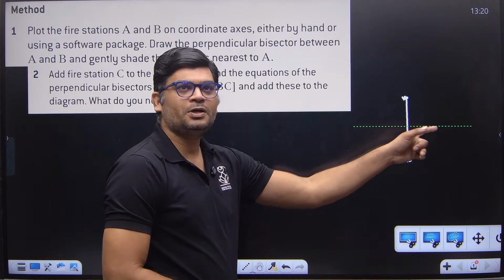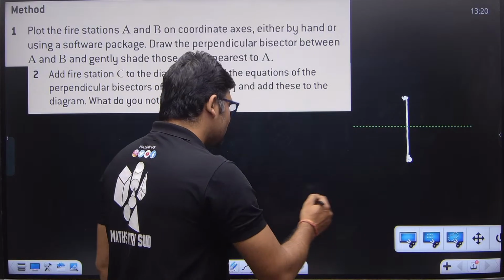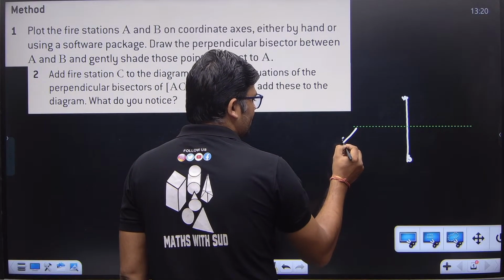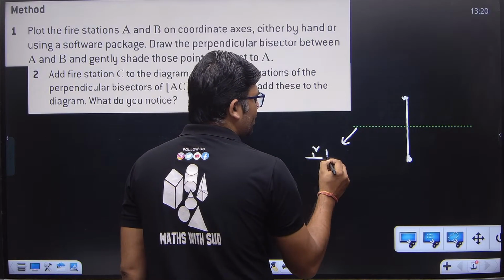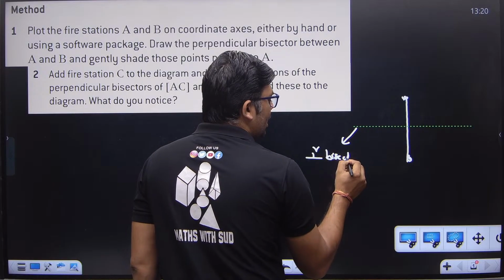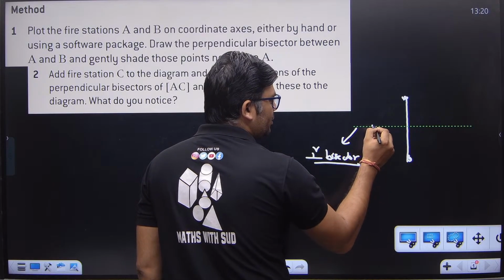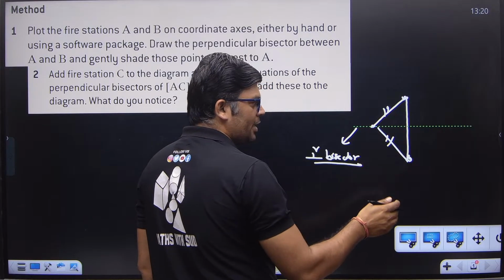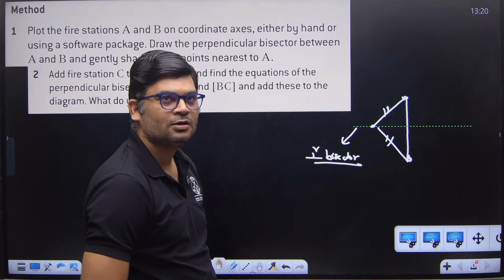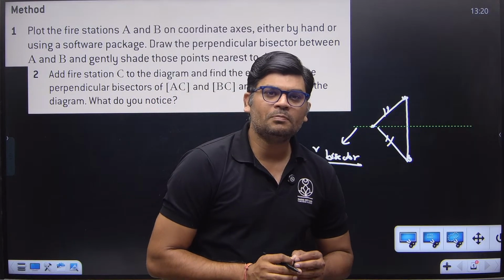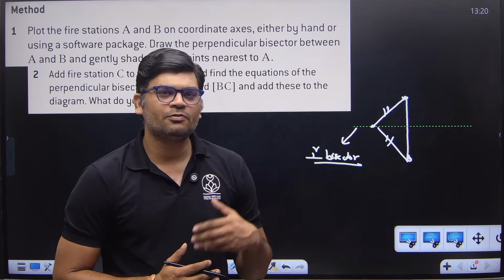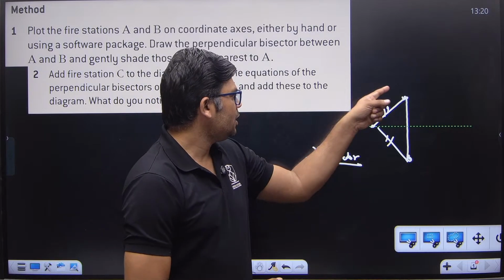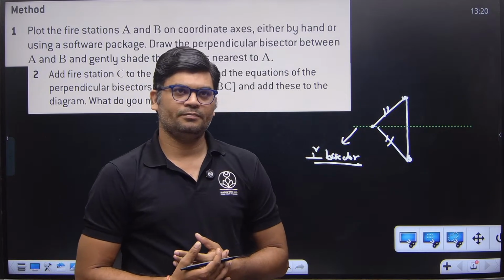Why? Because this line is a perpendicular bisector. And for the perpendicular bisector, if you take any point on the line, it is always going to form an isosceles triangle. So it is equidistant. The most important part is that we are actually finding the equation of a line which is equidistant from A and B.